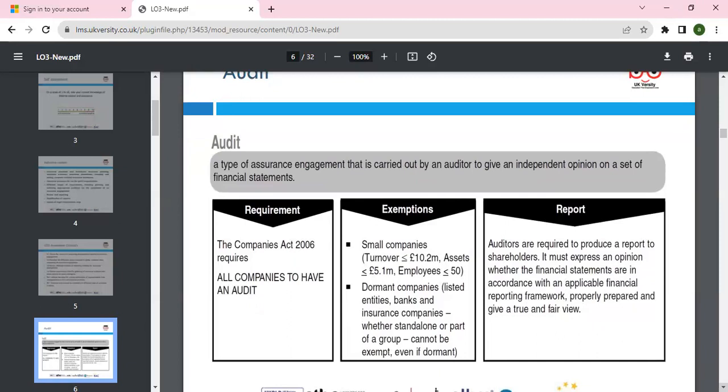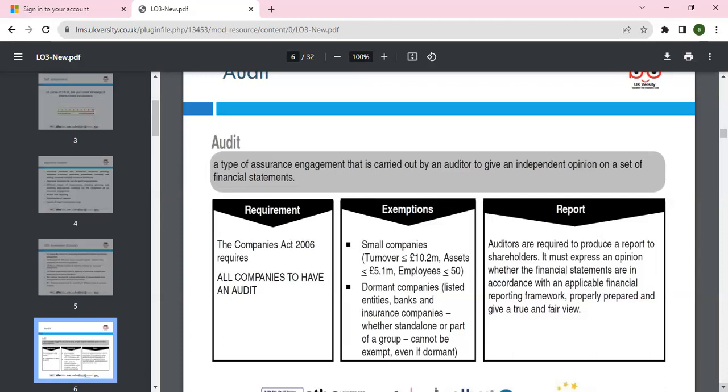So exemption: a small company with turnover less than 10.2 million, assets of 5.1 million, and employees less than 50 does not need to do an audit. For entities like banks and assurance companies, whether standalone or part of a group, cannot be exempt. So we can look around, the auditors are required to produce a report.